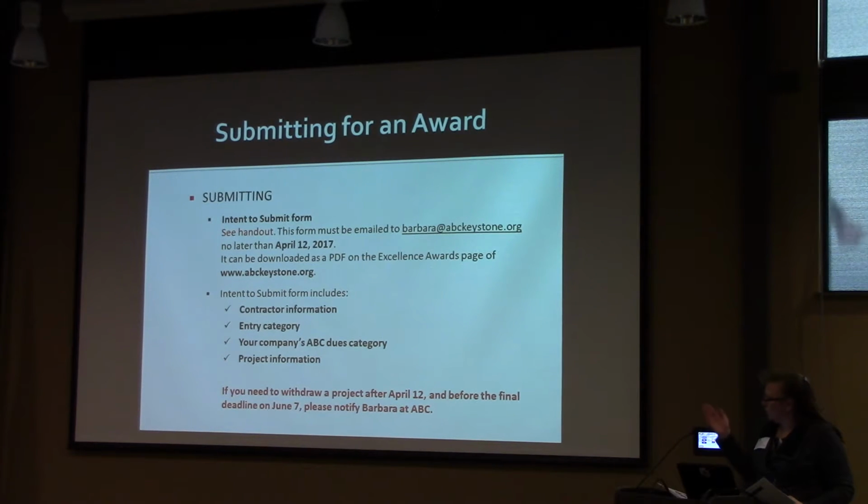The intent to submit form just includes some basic information outlined there. And also, if you need to withdraw a project after April 12th, because you realize maybe you're never going to get any reference letters, because the architect doesn't respond, or you found out there's some other challenge in the project, you just need to do that by June 7th by notifying Barbara. So the intent to submit form does not commit you 100% to submitting that entry or those multiple entries that you did the form for. It's just an idea for ABC to know how many judges they might need and what categories they're going to have projects in. It just gives them a head start. But you can pull it out before that June 7th deadline for whatever reason you think you need to.